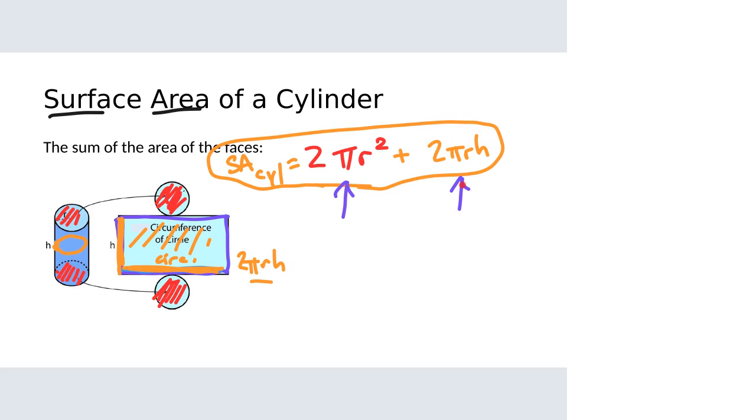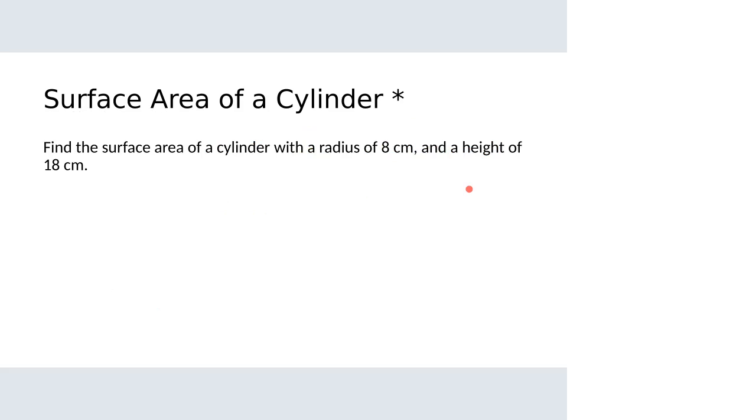Okay, do you have any questions about how we built that formula before I have you try one where you find the surface area of a cylinder? Okay, here goes. Find the surface area of a cylinder with a radius of 8 centimeters and a height of 18 centimeters. I'll set up a poll for this and let you try it.